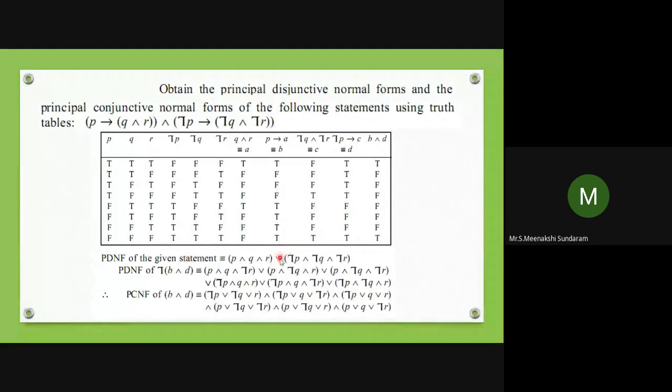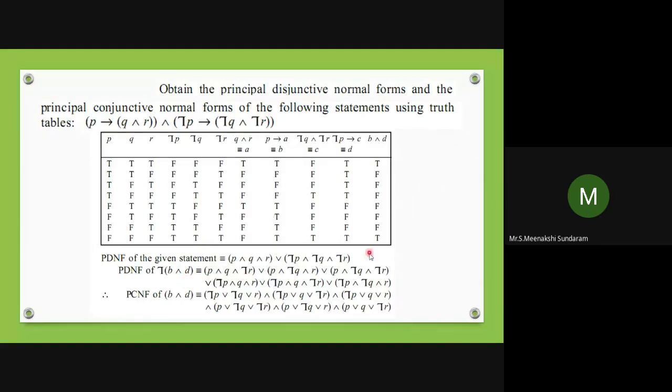That's why I can write the disjunction. Next to the true cases, all the inputs are false. That's why I can write negation P, conjunction, negation Q, conjunction, negation R. That's all. The remaining 6 terms are for your PCNF. So this is the PDNF of the negation of P conjunction Q. Otherwise, you can write it directly.